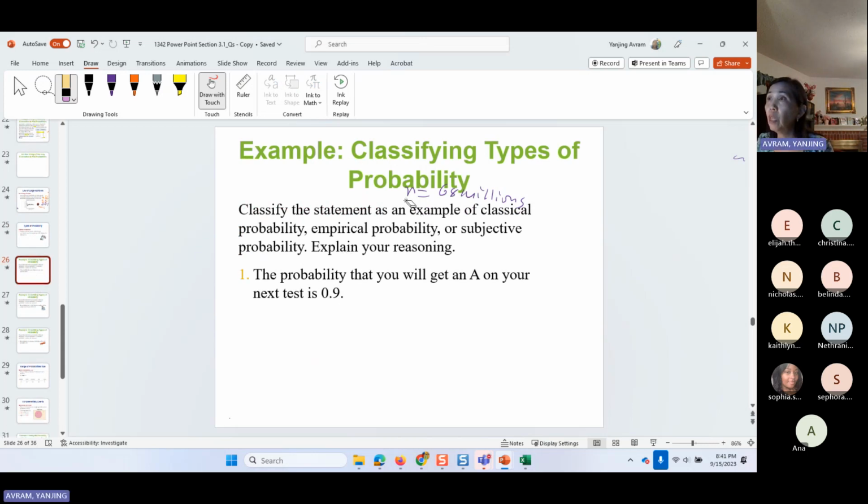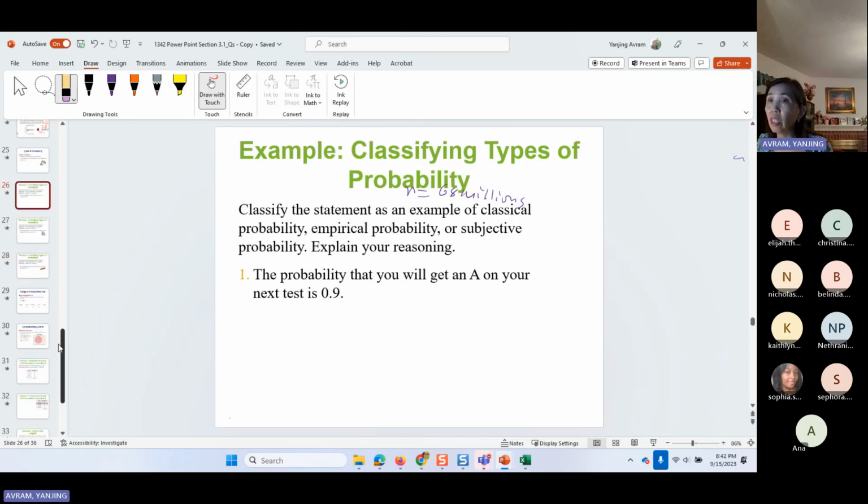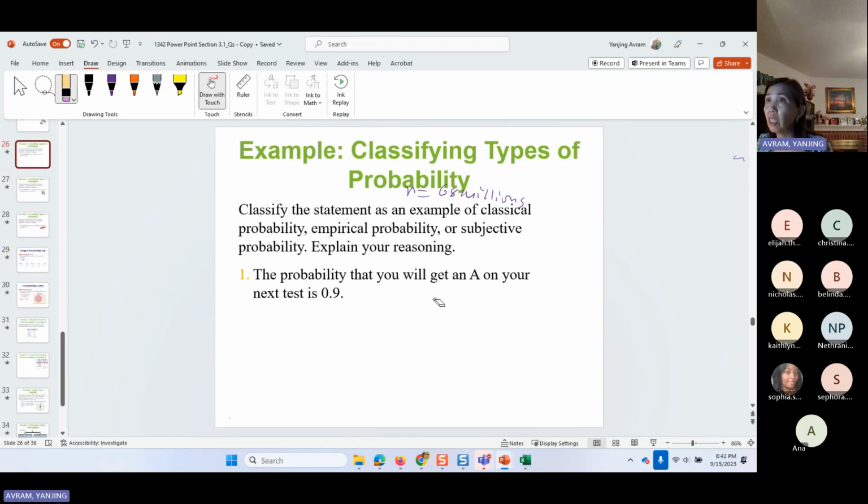All right, so we have 3 different types of probability here. For each of the following, determine whether the probability is classical, empirical, or subjective, and explain the reason. The probability that you will get an A on the next test is 0.9. What do you think of this one? What kind of probability is it?